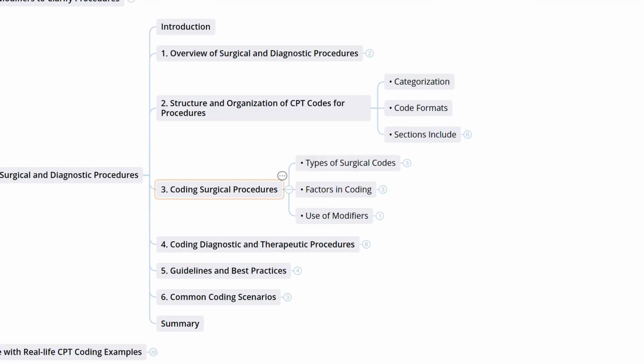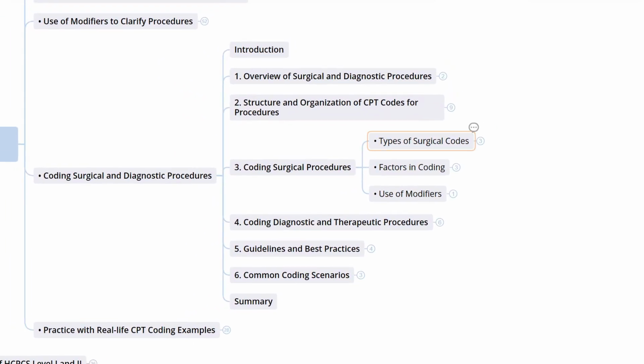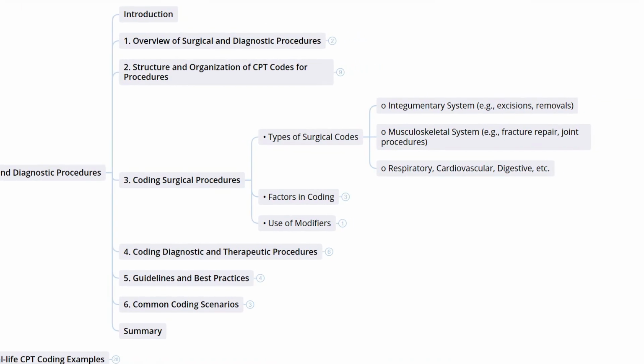Next, coding surgical procedures. Types of surgical procedures. These include integumentary system, such as excisions and removals, and musculoskeletal systems. Examples include fracture repair and joint procedures. Next, the surgical codes relating to respiratory, cardiovascular, and digestive systems, etc.